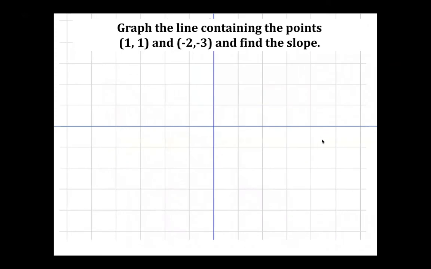Okay, let's look at another example. So we're going to graph the line containing the points (1, 1) and (-2, -3), then find the slope. So go ahead and first plot your points, (1, 1) right here, and then (-2, -3). Then you can go ahead and draw your line. In this case, it's really convenient that we already have our points identified.